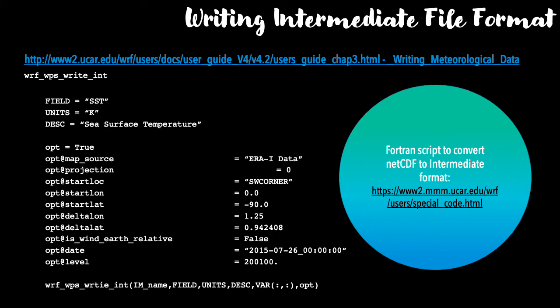If you look in Chapter 3 of the User's Guide, which is linked at the top here, you'll see a section that describes the process for doing this, and this code shown here is just an example. If you're using NetCDF input data, we do have a Fortran script you can use to convert the data to intermediate format. If you follow this link shown in the circle, you'll be able to download that script. The script was provided to us from an outside source who used it for their particular application, so keep that in mind when using it. You will need to make several modifications for your specific case, but it can serve as a nice template.